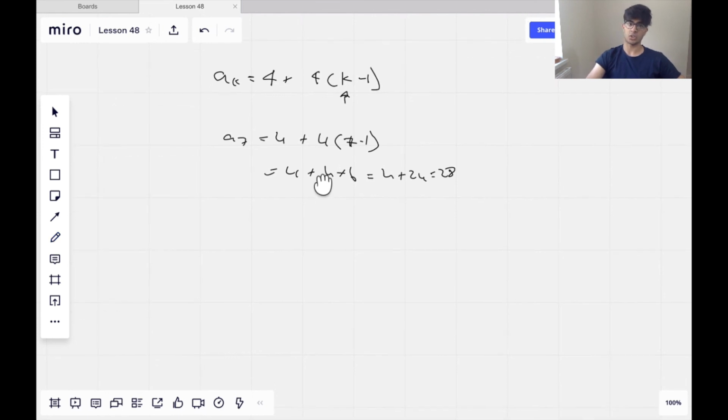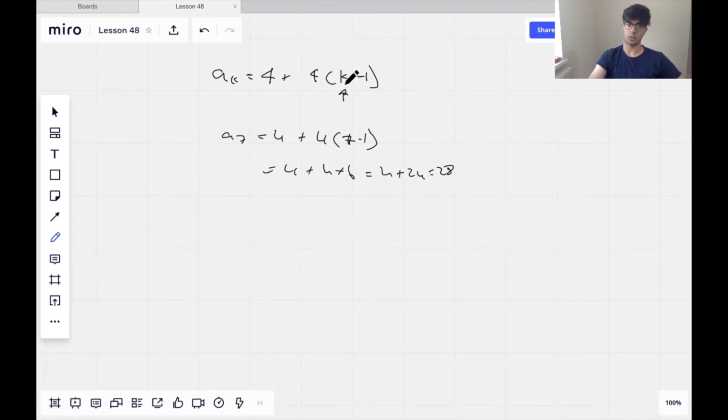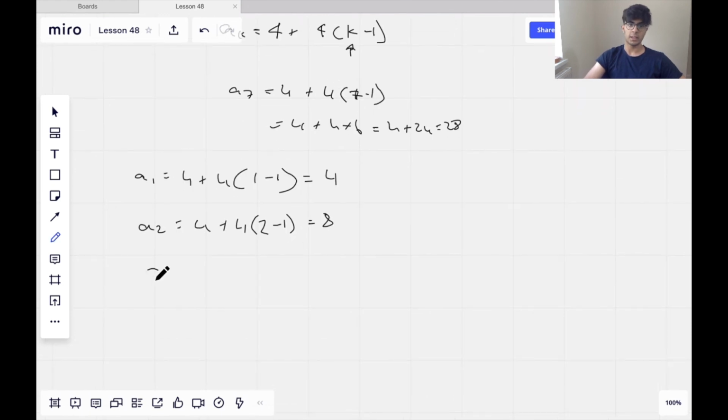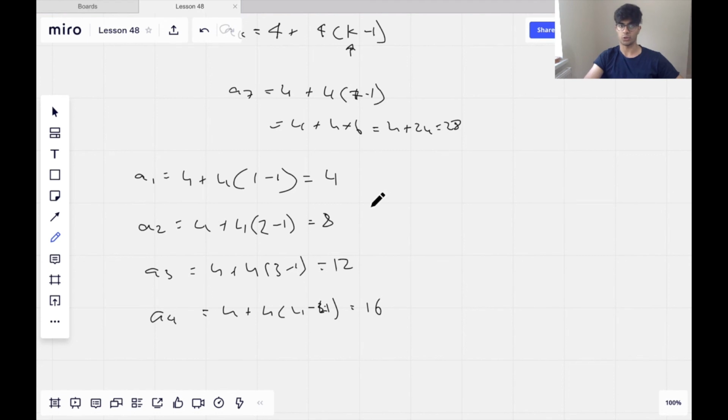But in this case, let's say I ask you to generate the first 4 terms. So you stick in 1 where the k is. A1 is equal to 4 plus 4(1 minus 1), and 1 minus 1 is 0, so 4 plus 0, which is just 4. A2 is equal to 4 plus 4(2 minus 1), and 2 minus 1 is 1, so 4 plus 4, which is 8. A3 is equal to 4 plus 4(3 minus 1), which is 12. And A4 is equal to 4 plus 4(4 minus 1), which is equal to 16. So that's the first 4 terms generated.